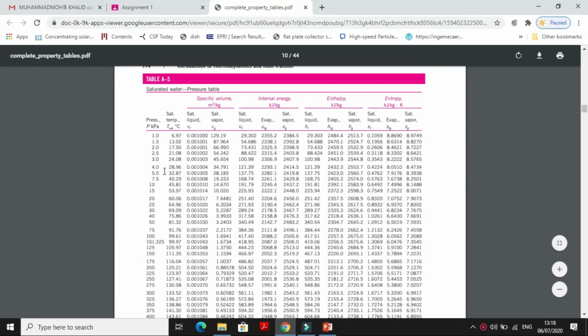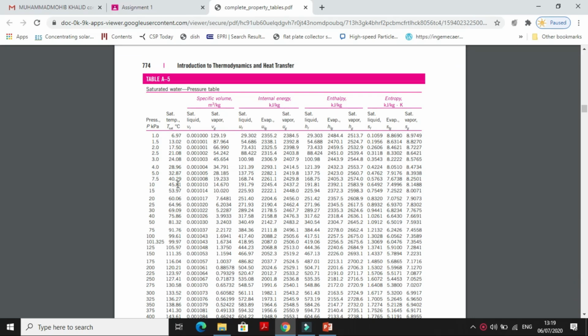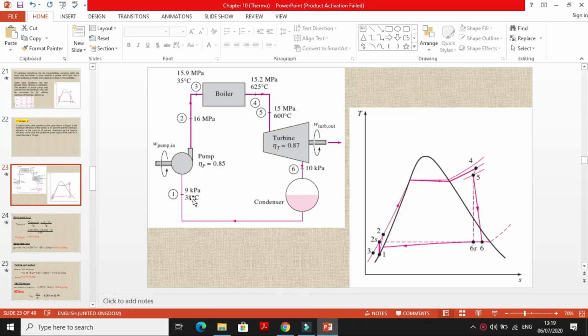If you see here, we don't have any 9 kilopascal. We have 7.5 and then 10 kilopascal. The saturation temperature for 7.5 is 40.29, and for 10 we have 45.81. So for 9 kilopascal, the saturation temperature will be between 40 and 45, let's suppose around 43 or 44. But the given temperature is 38.